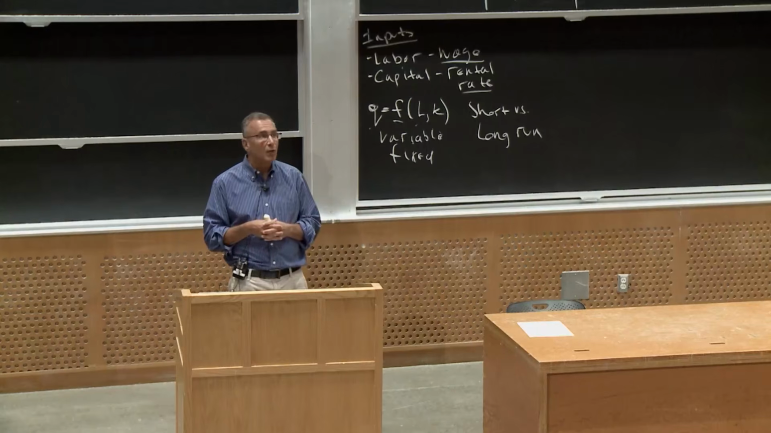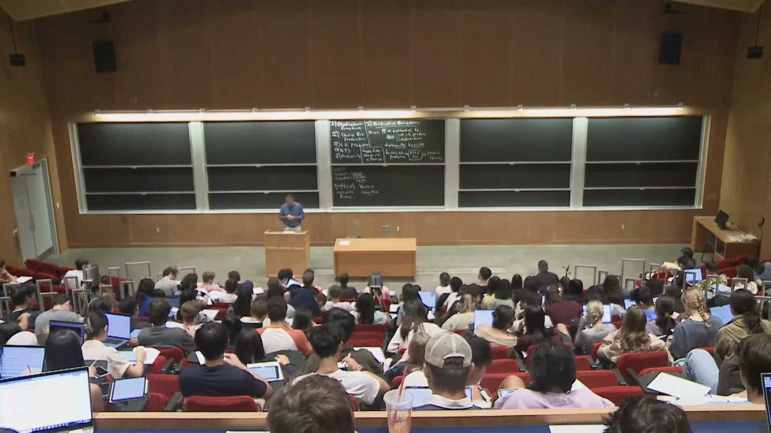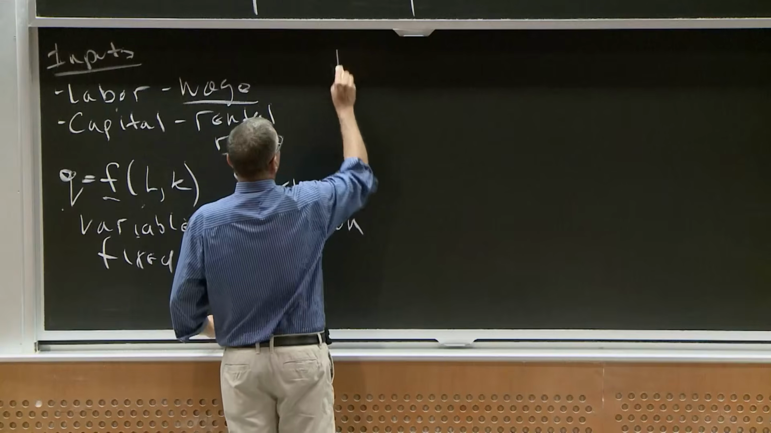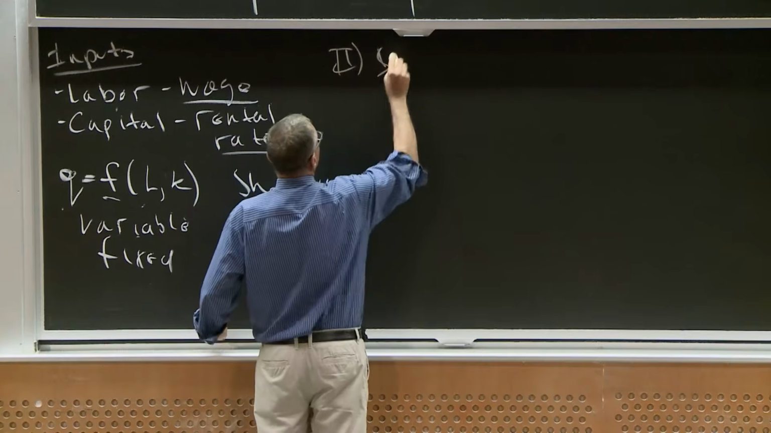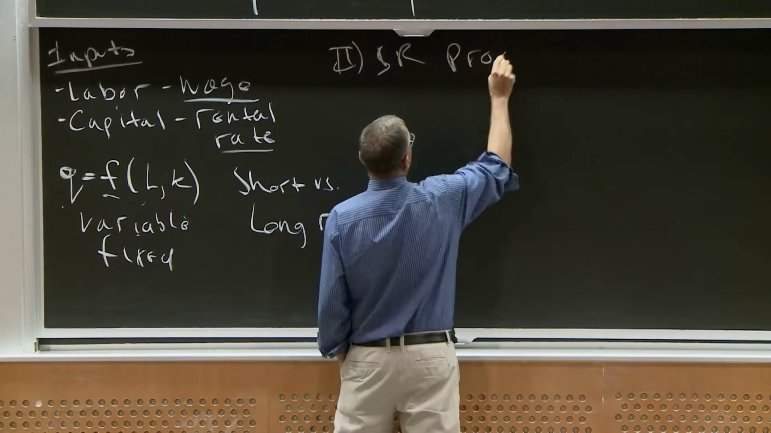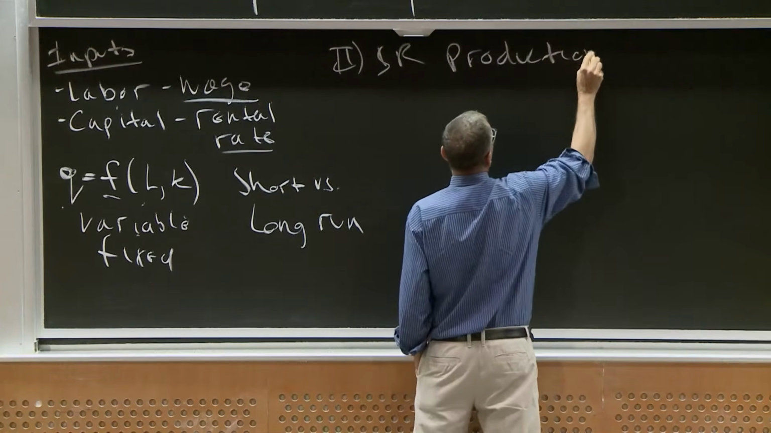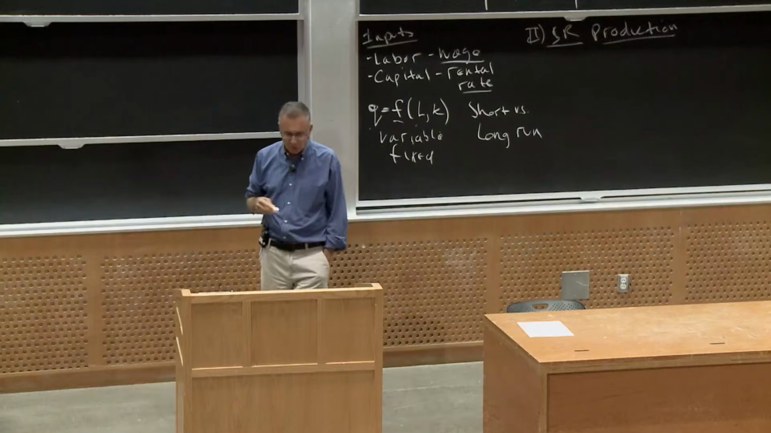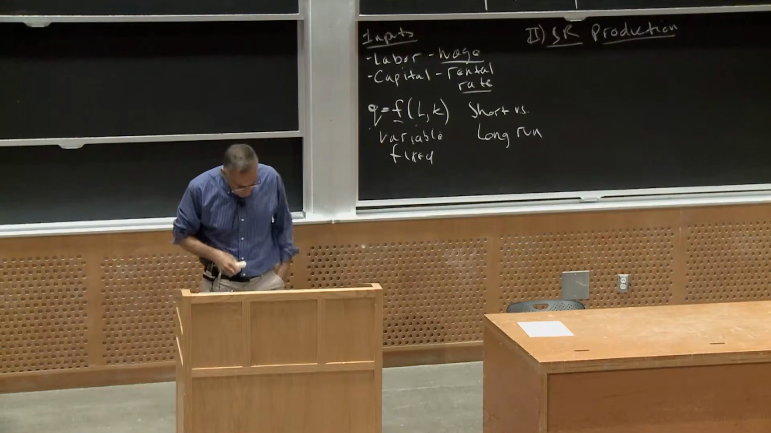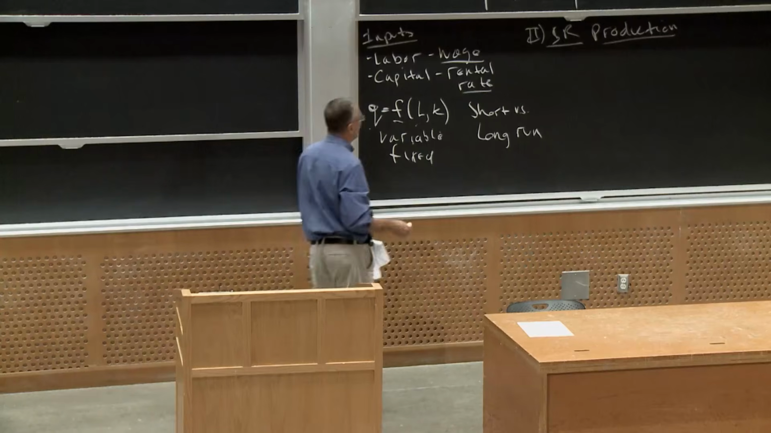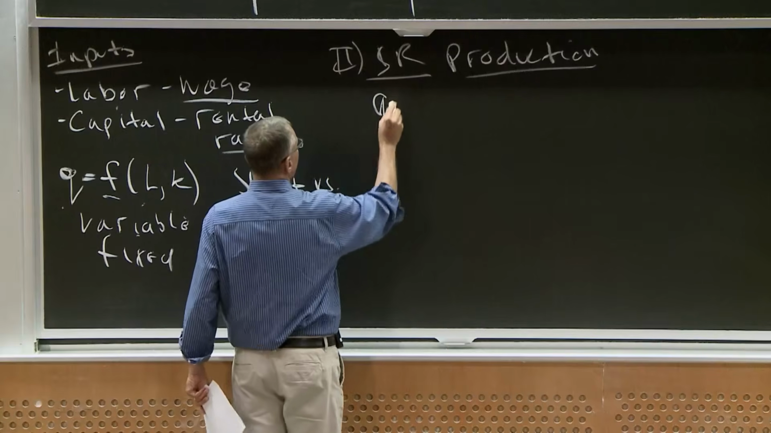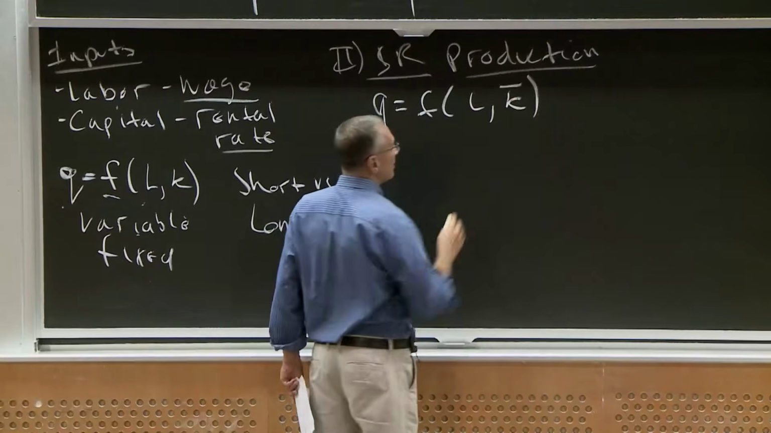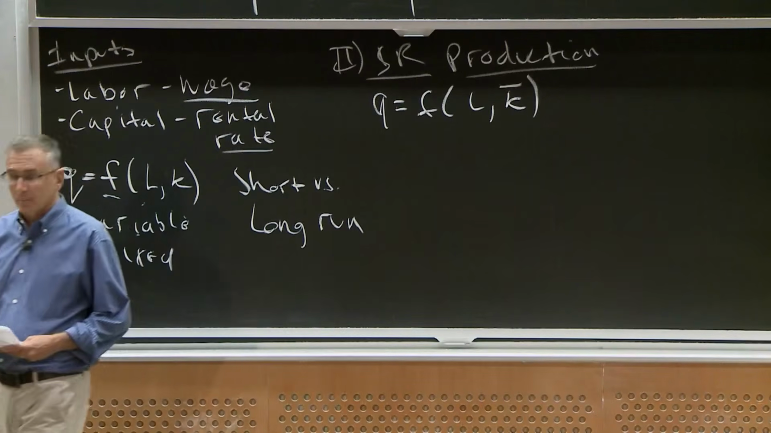Good question. Other questions? Okay, so now let's talk about short run production. How do we think about a firm's short run production decisions? Well, in the short run, capital's fixed. So we can write our production function as Q equals F of L and K bar. Capital's fixed in the short run. Okay, that's definitional.